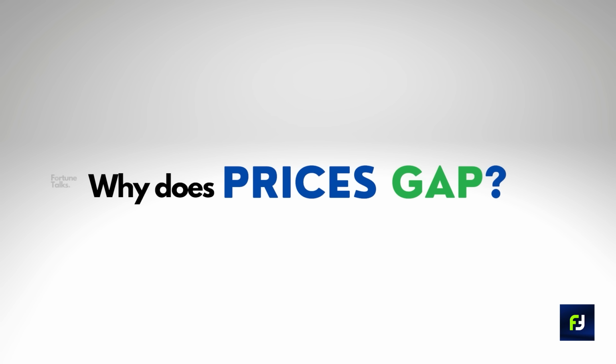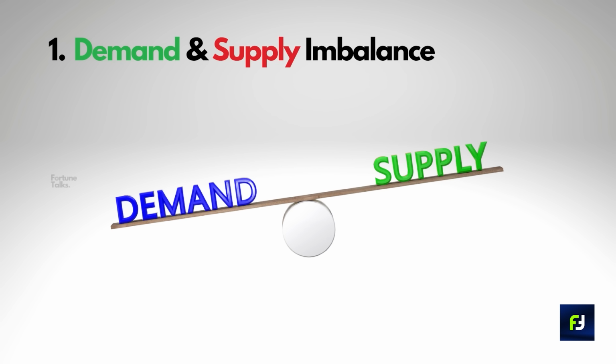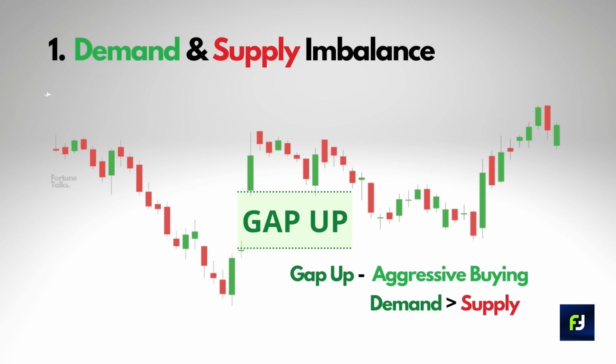Now you will have a question in your mind, why do gaps occur in the market in the first place? Now there are a few reasons as to why gaps occur in the market. Let us look at the reasons one by one. First of all, gaps occur due to an imbalance between the demand and supply. The gap up, for example, is because of the aggressiveness of buyers, which means that there are more buy orders in the market. Or simply, the demand is greater than the supply, which will boost the prices to go up. Or in other words, the price will gap up.